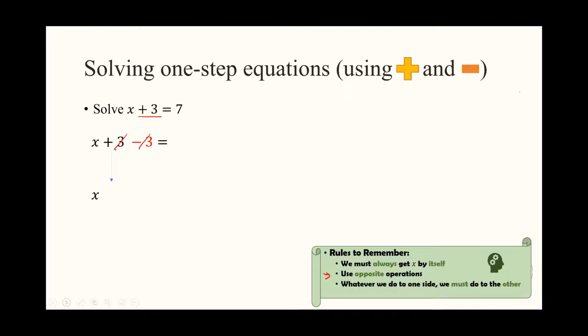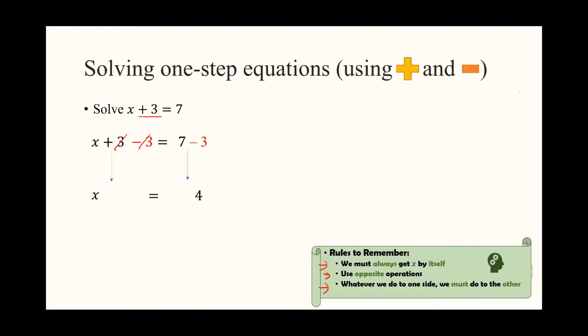Now we have to remember our last rule, which is whatever you do to one side, you must do to the other. So we have already subtracted 3 on the left side, so that leaves us to subtract 3 on the right side from 7. And that gives 4. Now we have got x by itself, so we've completed it and we've solved the equation. It cannot be simplified any further.